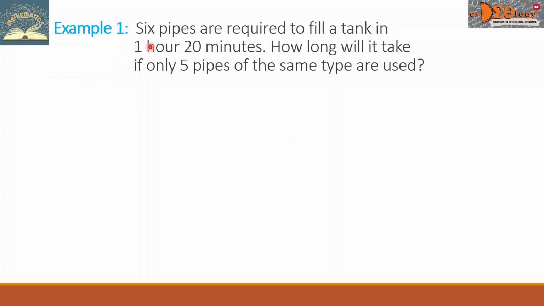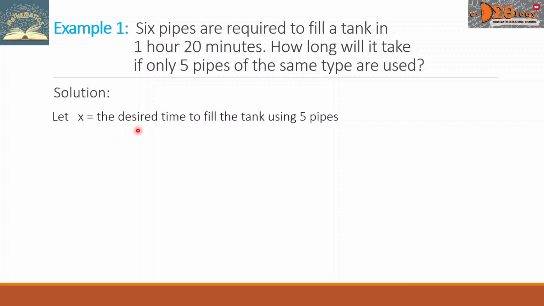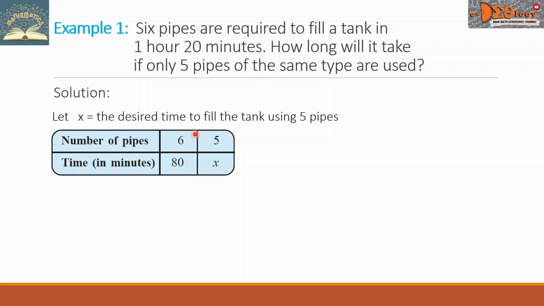Example 1. 6 pipes are required to fill a tank in 1 hour 20 minutes. How long will it take if only 5 pipes of the same type are used? We let x be the desired time to fill the tank using 5 pipes. Let us put this in a table. So, for the given, there are 6 pipes that can fill the tank in 1 hour 20 minutes. We convert this into minutes alone, so we write here 80 minutes.